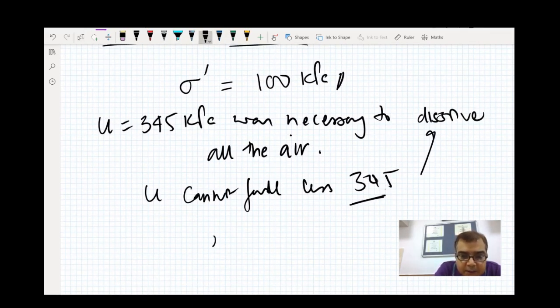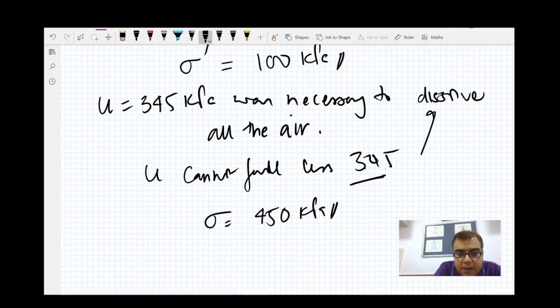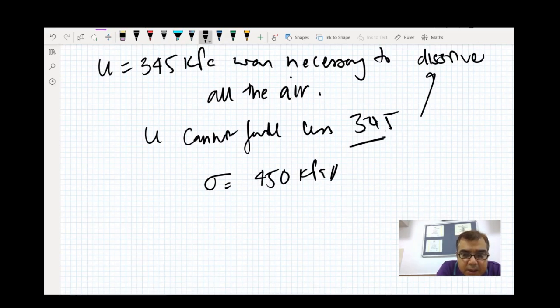So my sigma value should definitely be 345 plus 100. So it cannot be less than 445. So let's make it into a round number. Say maybe 450 is my sigma value. Okay, and then for consolidation, I need a back pressure.